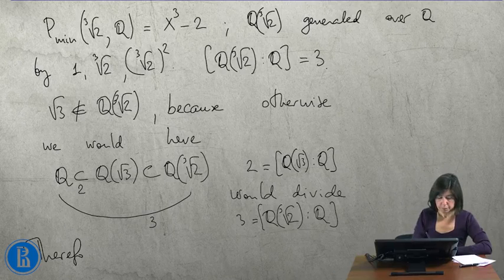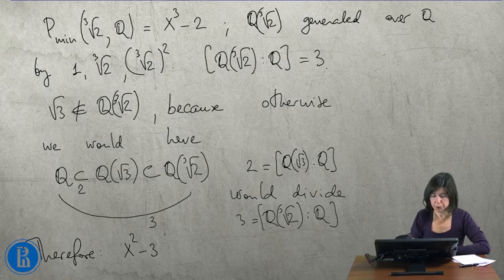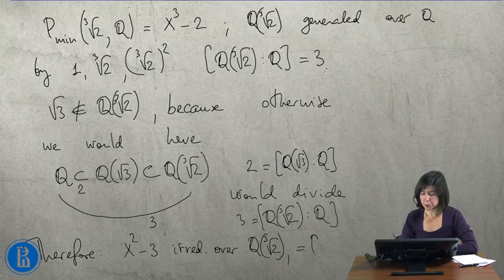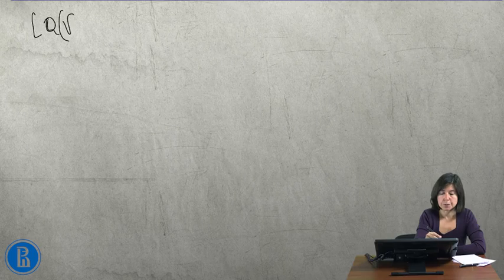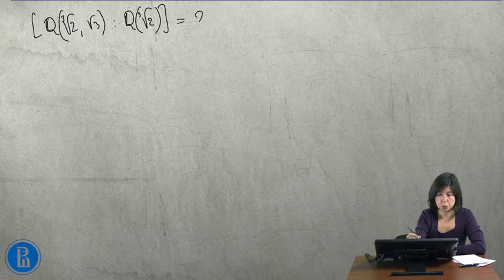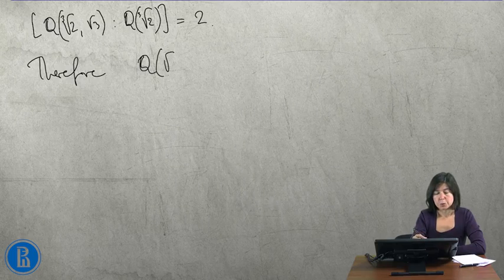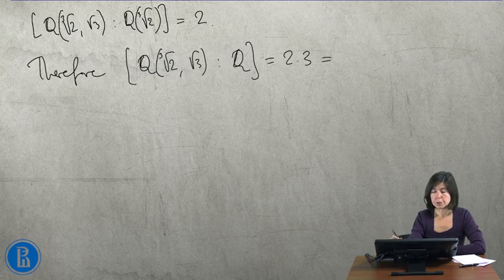Therefore, x squared minus 3 is irreducible over our extension and is a minimal polynomial of square root of 3 over this extension. And the degree of our big extension over Q(cubic root of 2) is equal to 2. Therefore, the degree of Q(cubic root of 2, square root of 3) over Q is 2 times 3, which is 6.